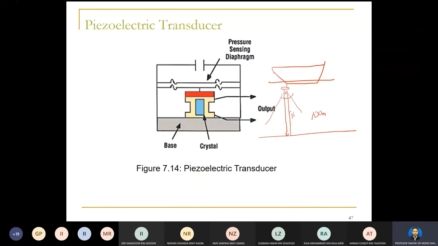Or we want to communicate. For example, we want to communicate. Okay, we have this one. We have the robot, robot one, for example inside the underwater, inside the ocean. And then we have another robot. So how do the two robots communicate? So they use the acoustic signal. They use acoustic signal. All right.